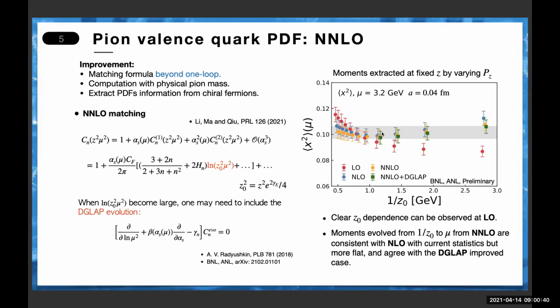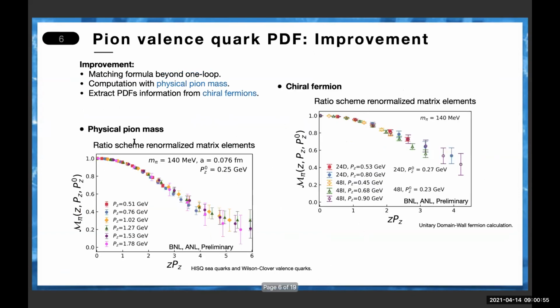They also agree with the DGLAP improved case, so we will use the fixed-order NNLO matching formula for the following analysis, but probably they will produce results similar to the NLO case. Then we have a calculation with a physical pion mass using Wilson Clover fermion. In this case, we have the pion mass at the physical point, and the largest momentum is around 1.8 GeV, so that we can have zPz up to around 6.